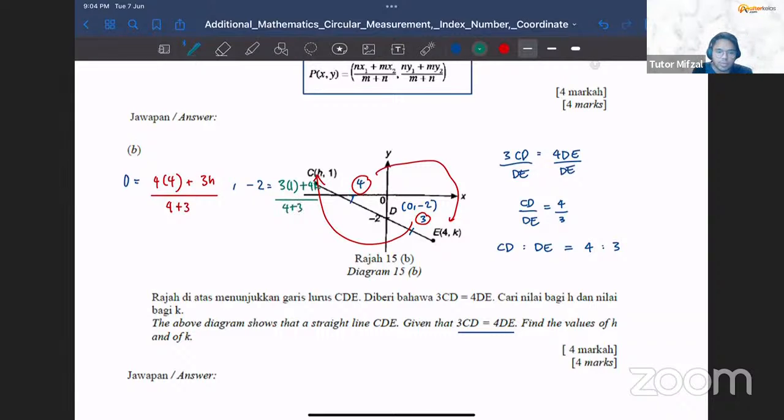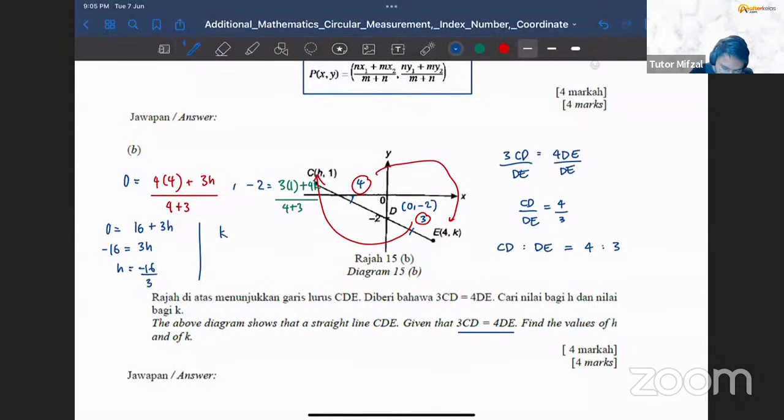Now, simplifying these two, you can already get your answer for h, and you boleh dapat value for k. Senang je. Alright, this is one of the easiest formula that you can remember. Okay, remember, you guys have to memorize your formulas. Kalau tak hafal formula, susah. So, 16 is equivalent to 3h. H is equivalent to 16 divided by 3. 3h equivalent to negative 16 over here. My bad. So h is equivalent to negative 16 over 3.